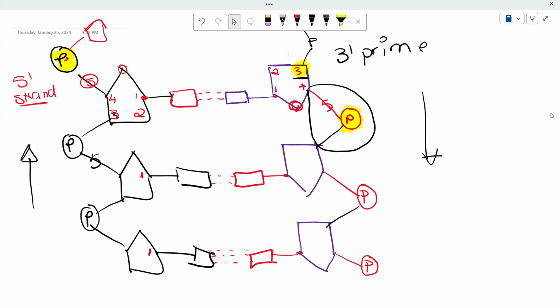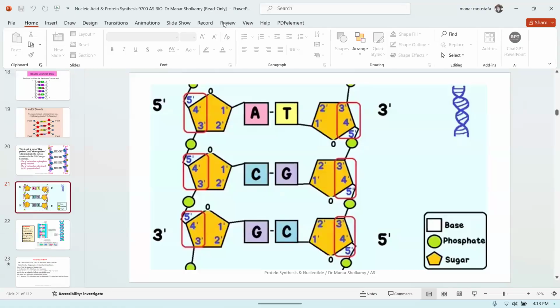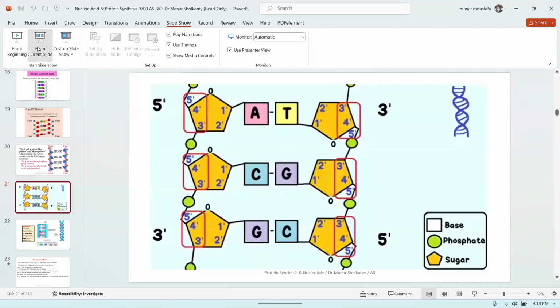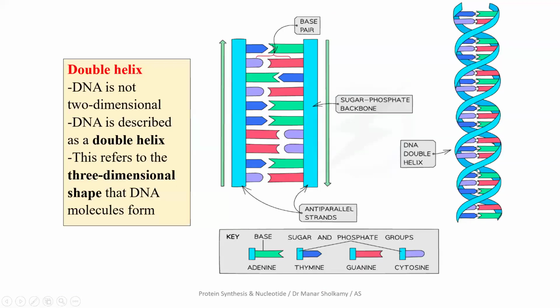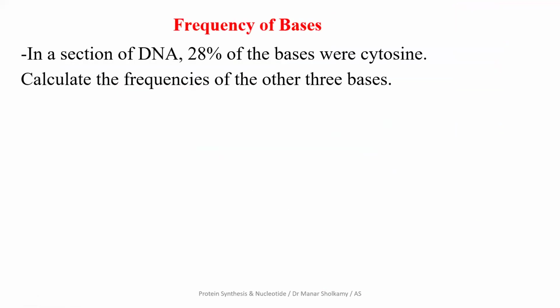Okay, so we revised everything we took on Wednesday quickly, and it was a good summary. Let's go back to my PowerPoint. This is what we just drew a while ago. We drew the two anti-parallel strands with a 3' end and a 5' end. I hope it's clear. So what are we going to take today?